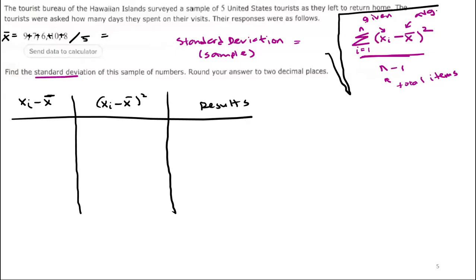Again, x bar means the average. So when you add all these up and divide by 5, our average is 8.